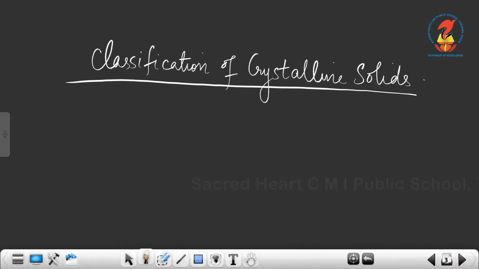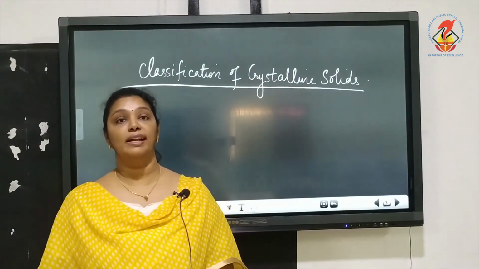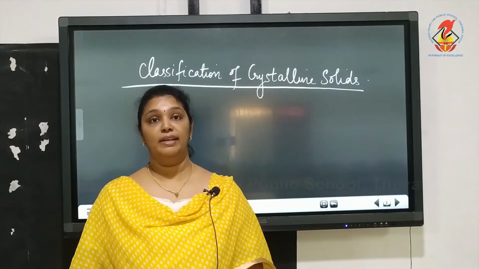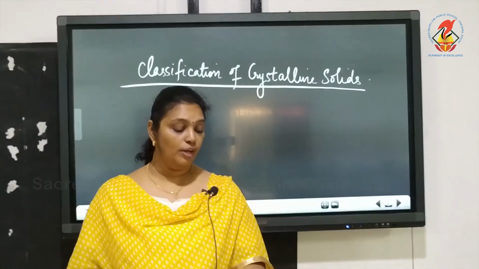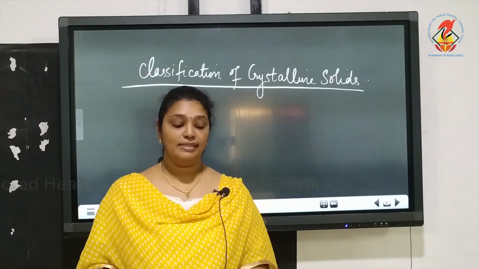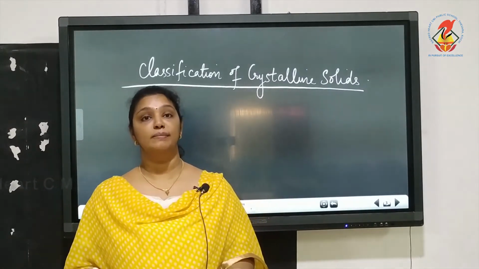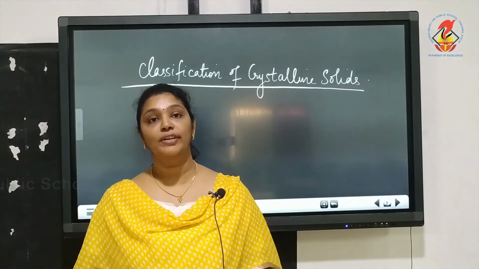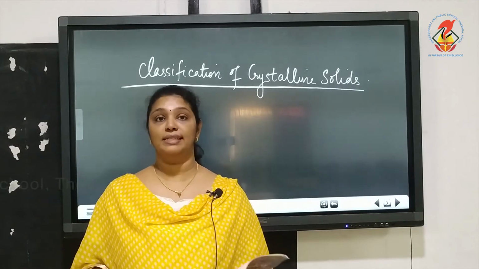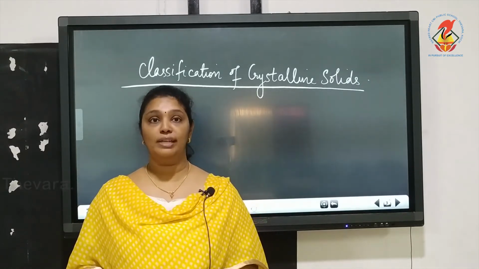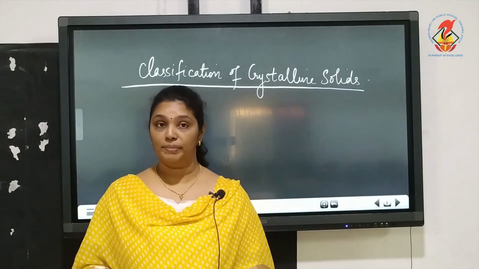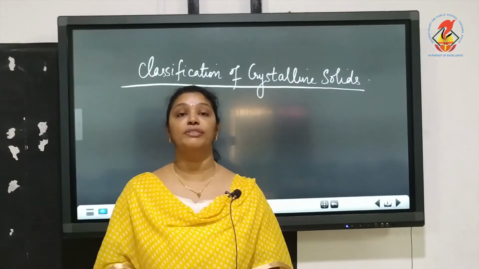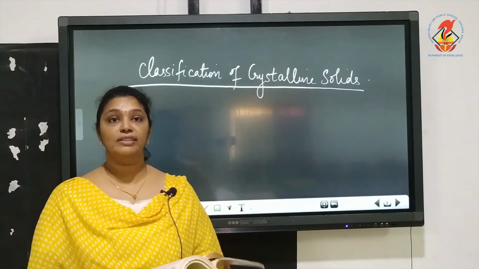Classification of crystalline solids. Crystalline solids are classified into 4 types. The first type is called molecular solids, second is ionic solids, third is metallic solids, and fourth is covalent or network solids. So we are going to discuss each type of crystalline solid in detail with their properties. The first type of crystalline solid is molecular solids.